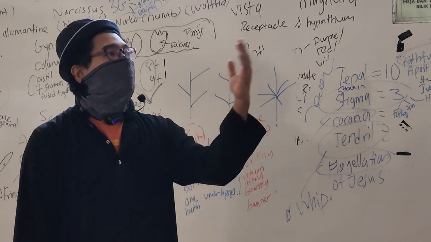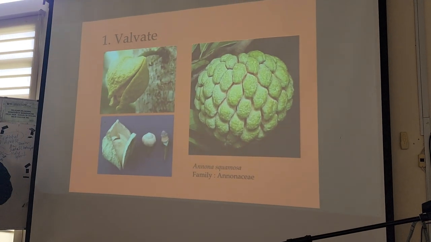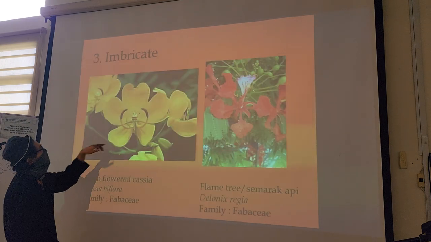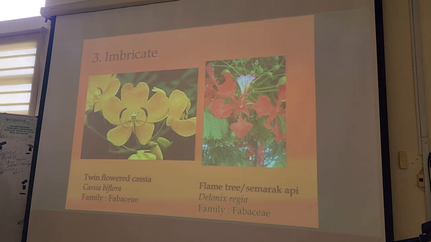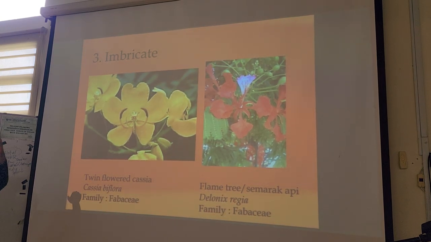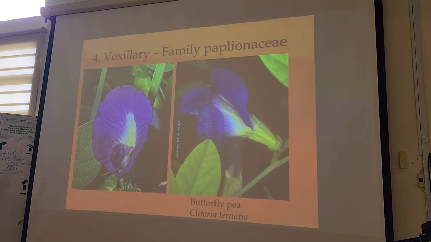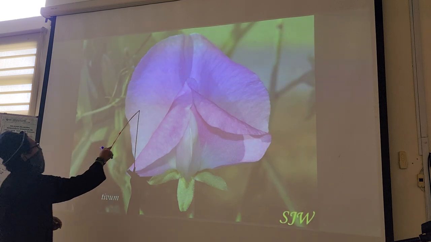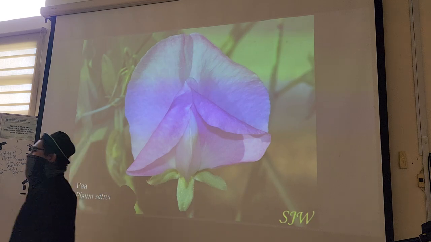Okay, you can see. Valvate: no overlapping, no touchy-touchy. Next. Twisted: one overlap, one underlap. Make sure you put the description of this in your thesis. Imbricate: one, both overlap, both underlap. Alright. Vexillary: there's a lot here. Veteran army holding banner or standard. The butterfly pea. There's more at the back. Banner, right? That's why the name is vexillary.